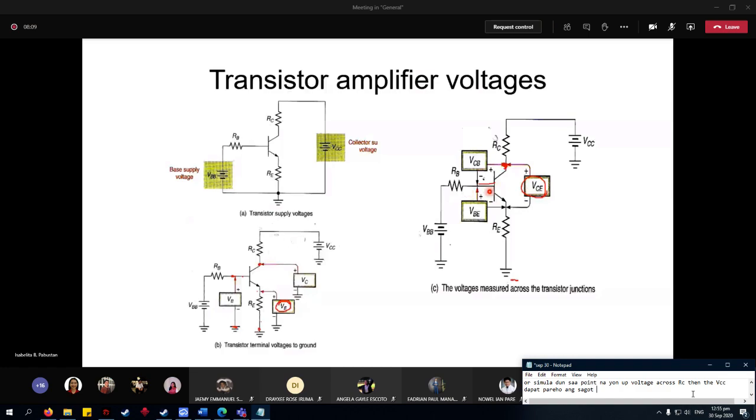Simula dito hanggang dito. Dapat parehas rin ang sagot. Okay? So, just remember, your base emitter is forward biased. This one is NPN and P. So, P connected to positive.